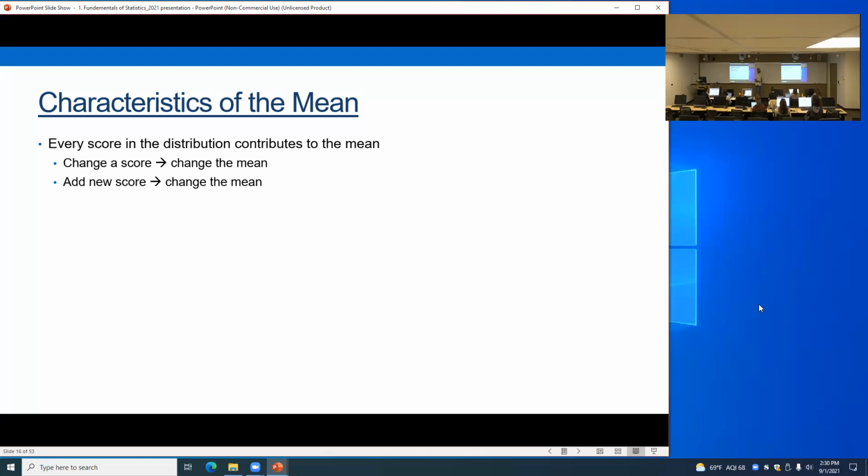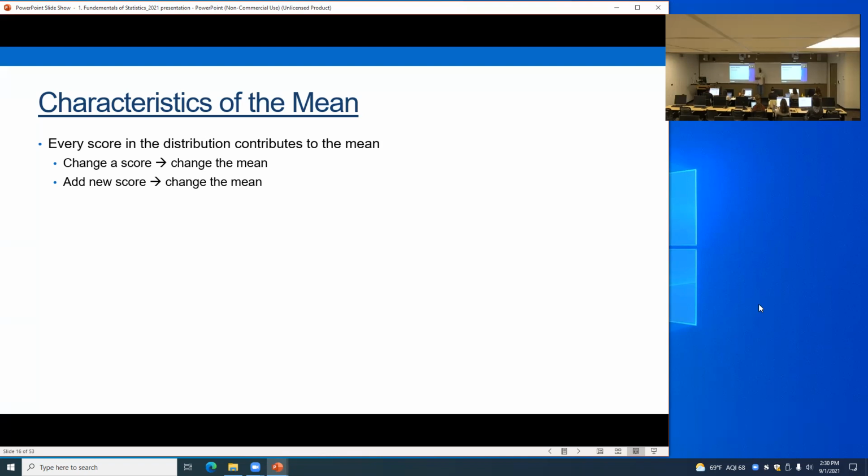So if I change a score, it's going to change the mean, right? If I have a sample of 50 and I change one of those person's scores, it's going to change the mean. If I add a new score, it's going to change the mean. Except when? When can I add a score and it doesn't change the mean? Yeah, when it's the same value as the mean. Say I have an average of 20, sample of 100, average of 25. I add a score and the average of that score is 25, then it doesn't change it, right?